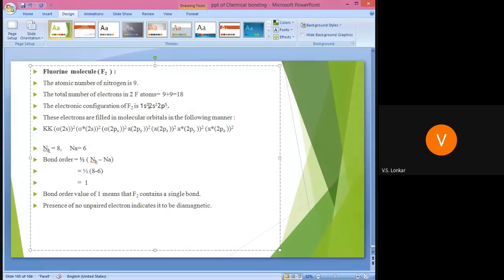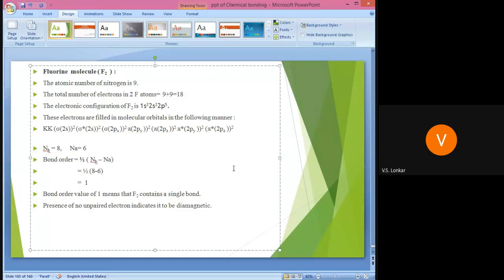Only consider the valence electrons present in the valence shell. There are 7 electrons, 5 plus 2 is 7. 7 plus 7 is 14, which means we have to fill those 14 electrons in these molecular orbitals. See the order in which we fill the electrons: KK represents 1s, sigma 1s2, sigma star 1s2. Then sigma 2s2, sigma star 2s2, then sigma 2px2, pi 2py2, pi 2pz2, pi star 2py2, pi star 2pz2.